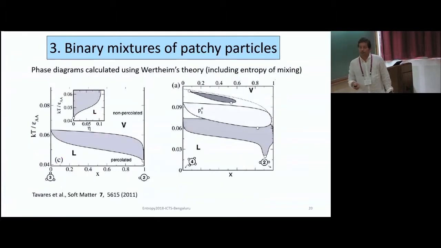And so we really calculate the phase diagrams using Wertheim's theory. You can include the entropy of mixing in Wertheim's theory. And these are examples of phase diagrams for binary mixtures of 3 and 2, and binary mixtures of 4 and 2. And here, let's concentrate here. This shaded area means the coexistence between the liquid and the vapor. These are temperature-concentration phase diagrams. You have fixed the pressure to calculate this area and these lines.